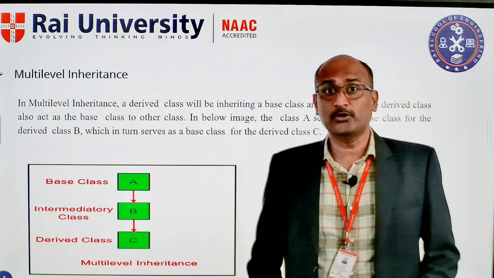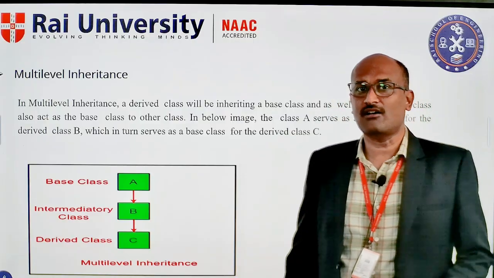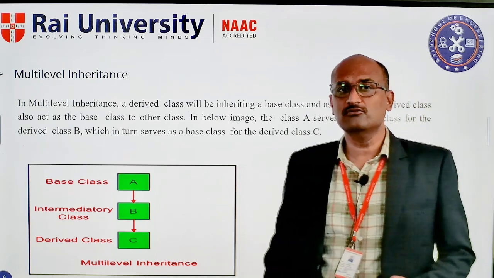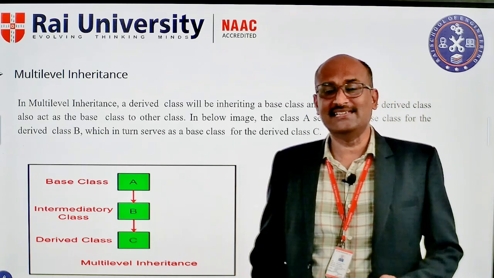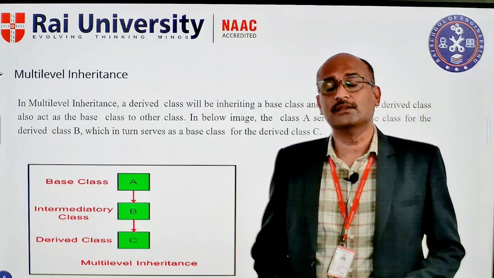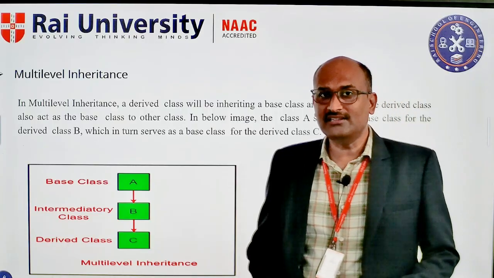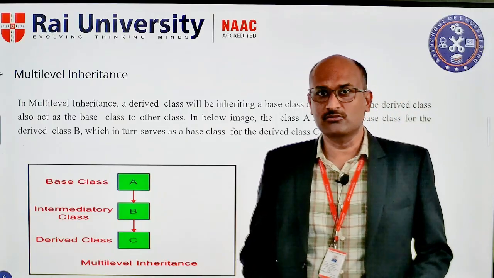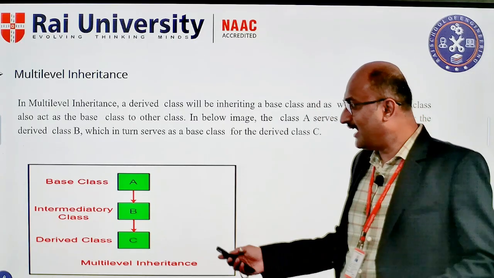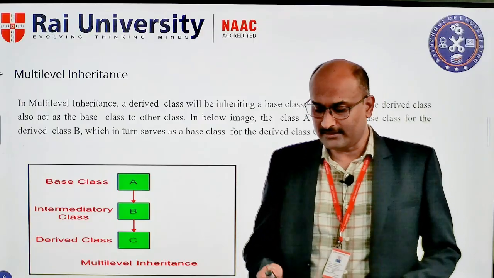If you have declared any protected data in class A, that means only the immediate child class of class A can use that data. That means class B can use that data. Class C cannot use that data. But if you have declared the public mode in class A, that means both class B and C can use that data. So this is multi-level inheritance, and this is a very useful inheritance in Java, right?